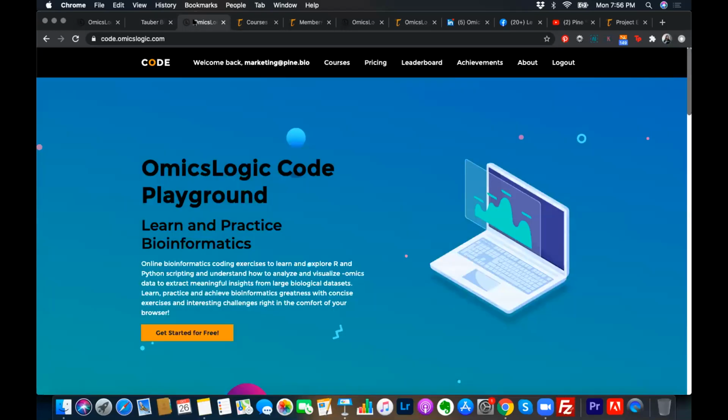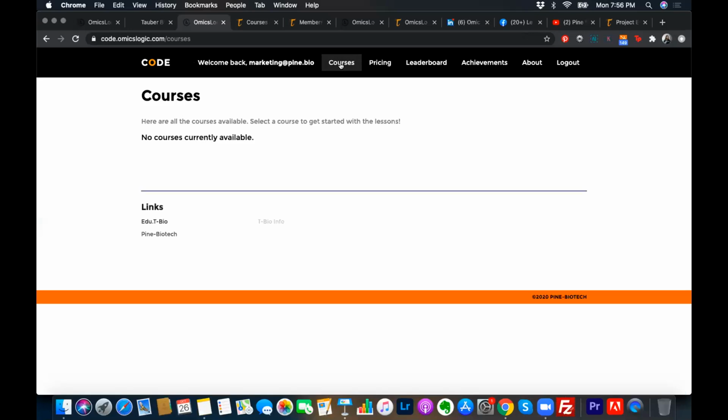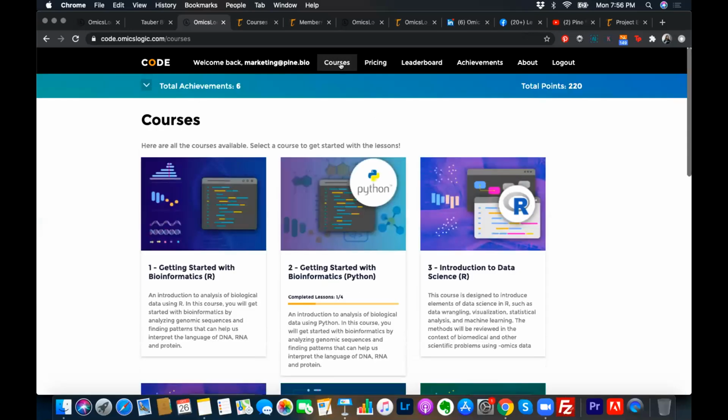The second platform would be the Code OmicsLogic platform. You can start by registering yourself for free on this platform. There are a few courses available, and this is our platform for practicing R and Python in your browser. So you do not need to install R and Python, but you definitely can. You have courses on getting started with bioinformatics, and I know that a lot of students who are just starting to learn about bioinformatics are also very much interested in data science. So we have developed this platform where you can easily learn about data science with respect to biological data. You will also have access to this platform.